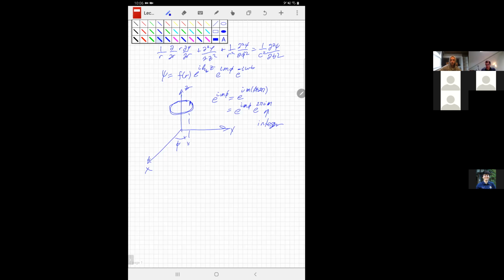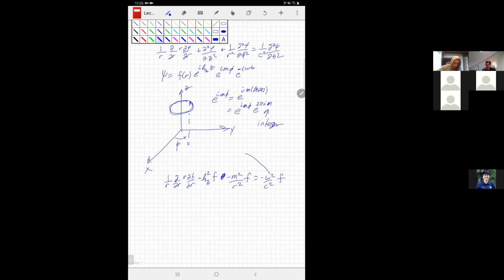Anyway, if we plug all of those in, then what you should have found is that we get 1 over r partial by partial r of r partial f partial r minus kz squared f minus m squared over r squared f equals minus omega squared over c squared f. I might not have put the 1 over c squared in there, but technically we should be doing that. And this equation looks kind of ugly, but there were a few things that we could do.